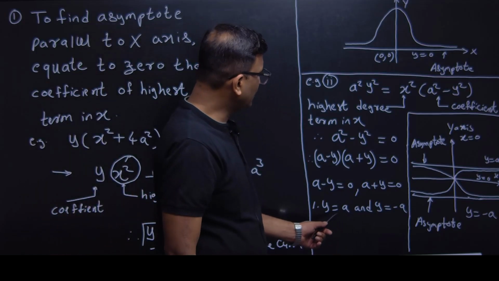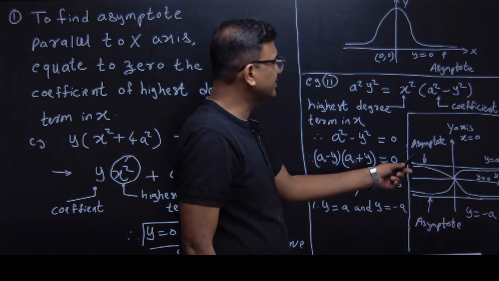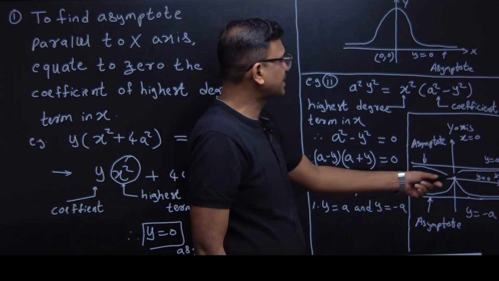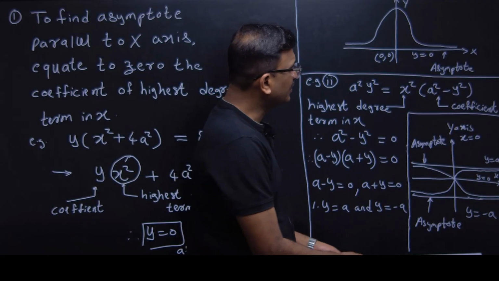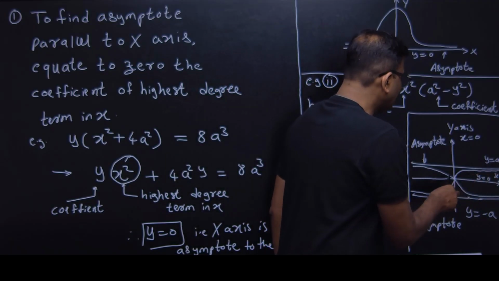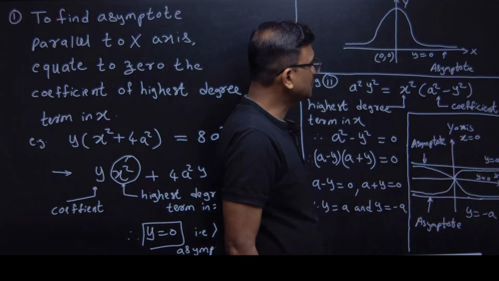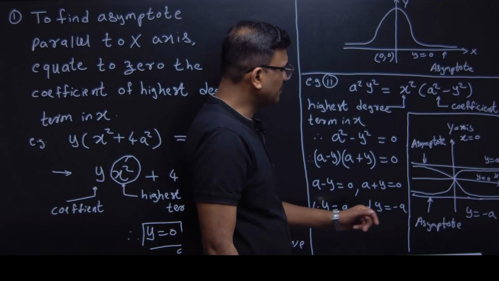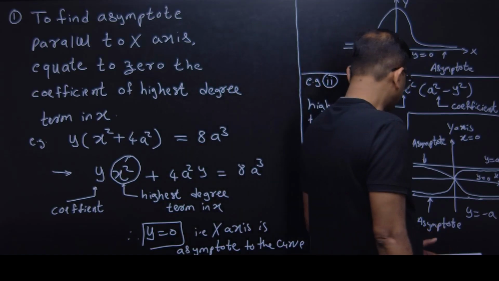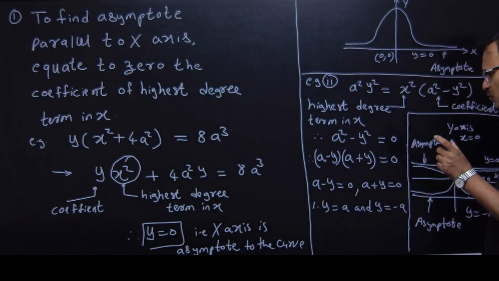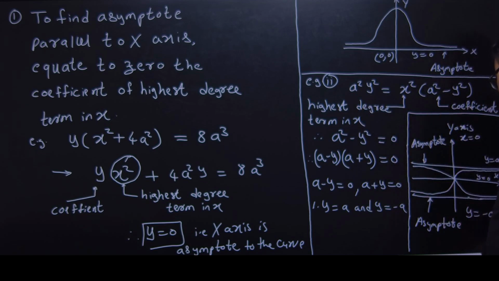So here we have got two lines, y is equal to plus a and y is minus a as the asymptote. So these are the two lines which are parallel to x-axis. Y is plus a, y is minus a. These lines are asymptote. That means the curve is going to run parallel to this line. It will not touch that line. Correct? So these two lines are asymptote to the given curve. How to draw that we'll discuss later on. But now we have just discussed the rule to find the asymptote parallel to x-axis.